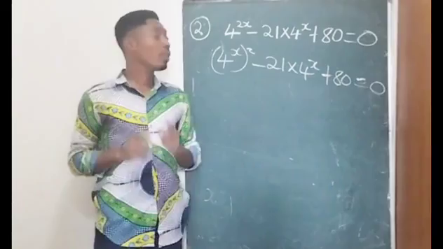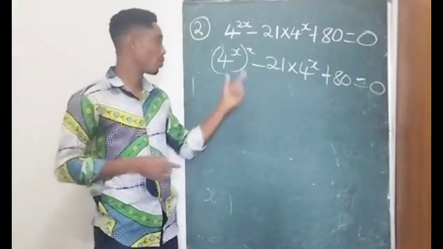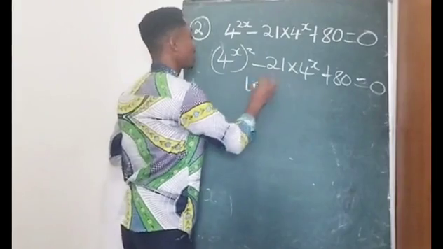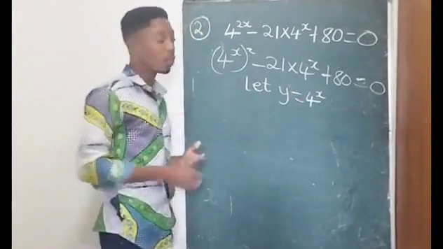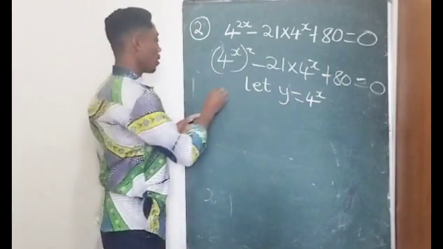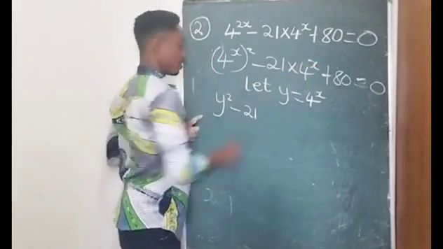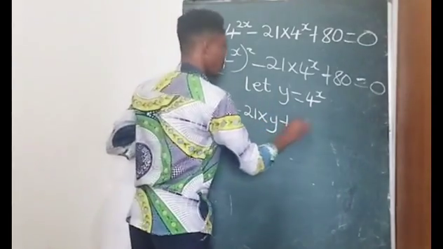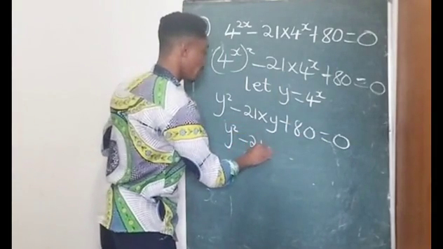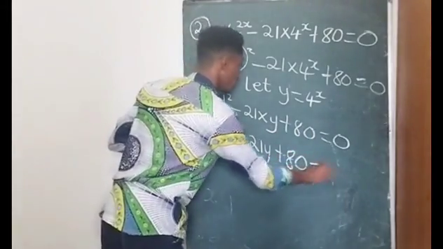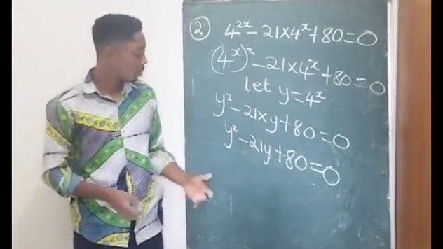From there, we look for a repetition of any exponential function. 4 raised to the power x repeats itself, so we say let y equal 4 raised to the power x. When y becomes 4 raised to the power x, substituting y, this is y squared minus 21 times y plus 80 equals to 0. So this is y squared minus 21y plus 80 equals to 0. This has become quadratic, and we're going to solve this quadratically.